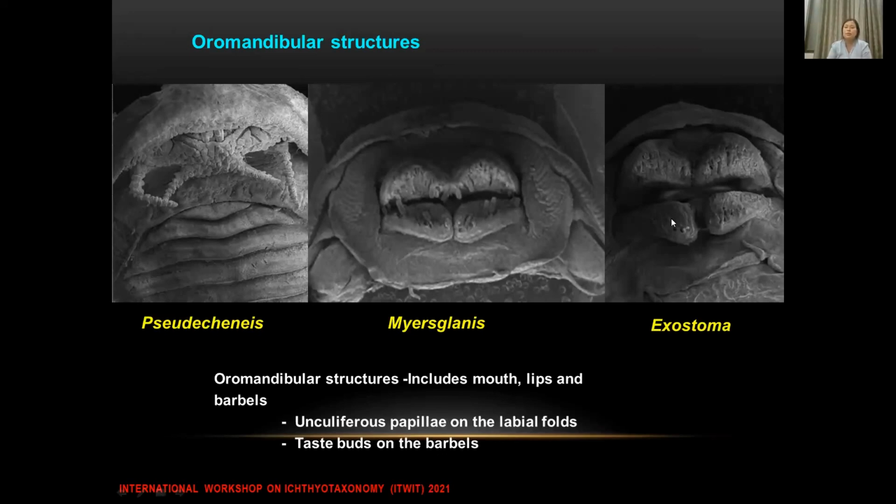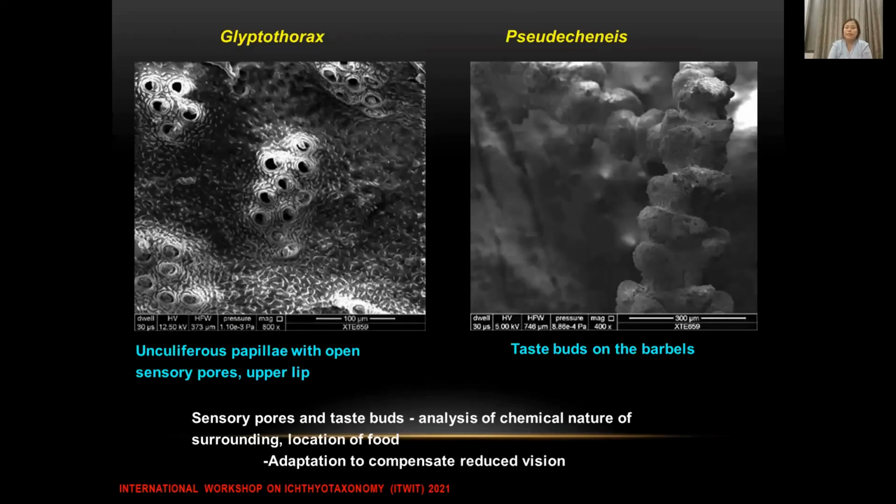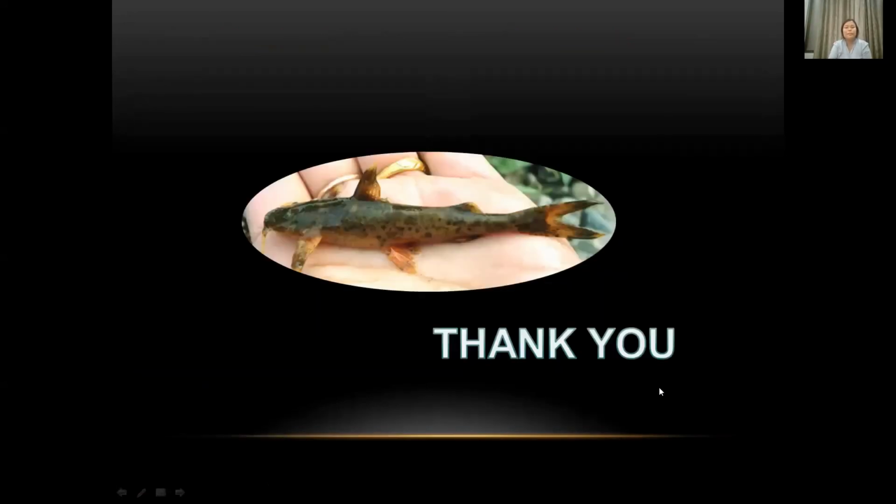Taste buds are also present on the barbels, and also on the upper lip. This is a feature of unculiferous papillae with open sensory pores present on the upper lip of Glyptothorax. And these are the taste buds on the barbels which we find in Pseudecheneis. So they are mainly for adaptation to the hill stream mode of life. That's all. Thank you.